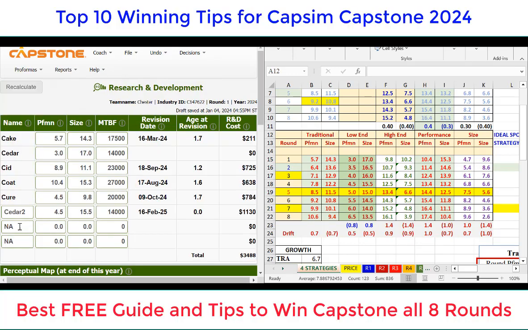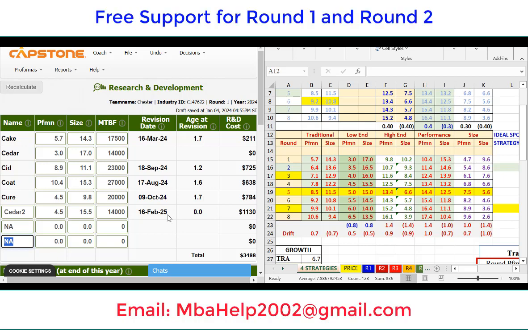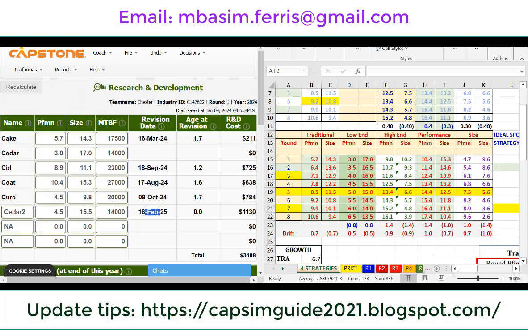We have 3 slots to add 3 new products. We will do that in round 1, 2, 3, and then we can double the sale and profit from round 4 to lead the game with top sale and profit on rounds from round 4, 5, 6, 7, and 8, right? So we check the launching date of the product here.